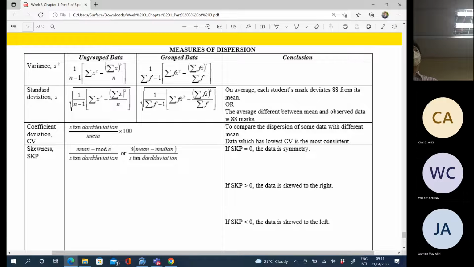So how is the formula? In fact, the formula is using the square root of variance. Okay, square root of variance in order to get the answers.